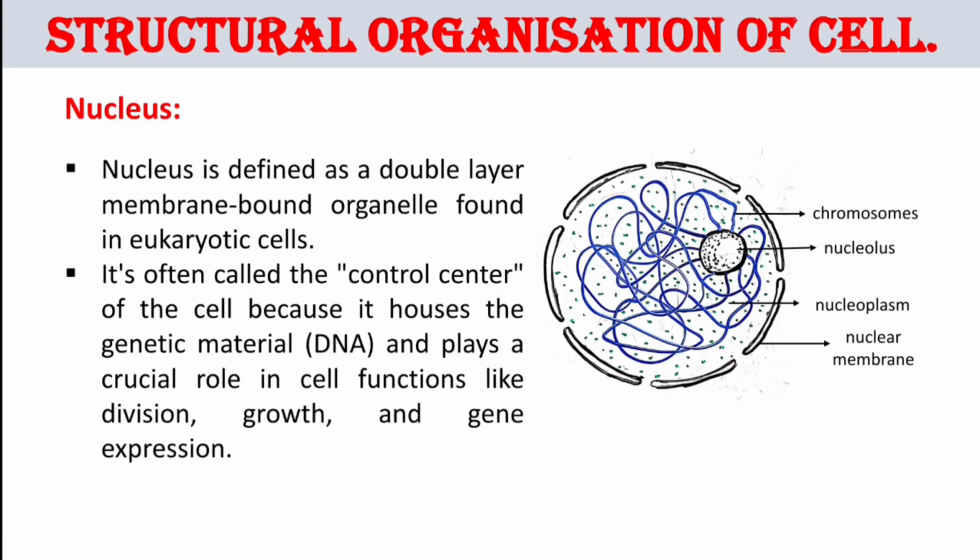Next, nucleus. It is a double-layer membrane-bound organelle found in eukaryotic cells, and it houses the DNA, which is the genetic material of a cell. It plays a very crucial role in cell functions like cell division, growth and gene expression. That's why the nucleus is called the control center of a cell. We can see the figure. It contains chromosomes, which are the genetic material, a nucleolus, a nucleoplasm, which is the fluid part of the nucleus, and a double-layer nuclear membrane.